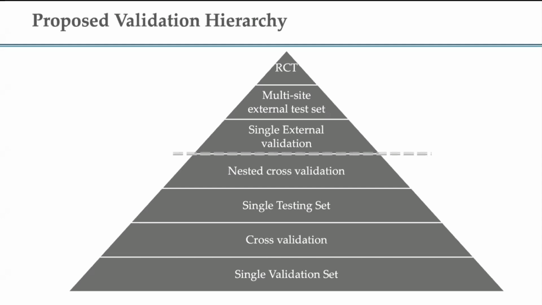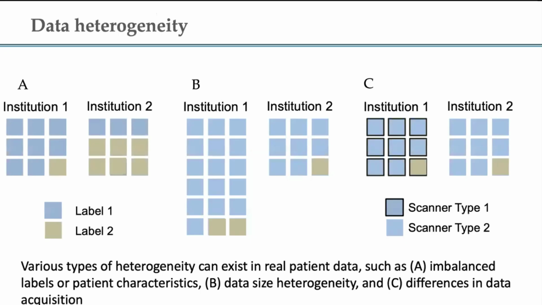So going back to the question, very often you'll see either a single test site or maybe cross-validation, but very, very rarely do you see external validation. Even fewer is multi-site external validation, and obviously we'd eventually like to get to having randomized controlled trials as well.